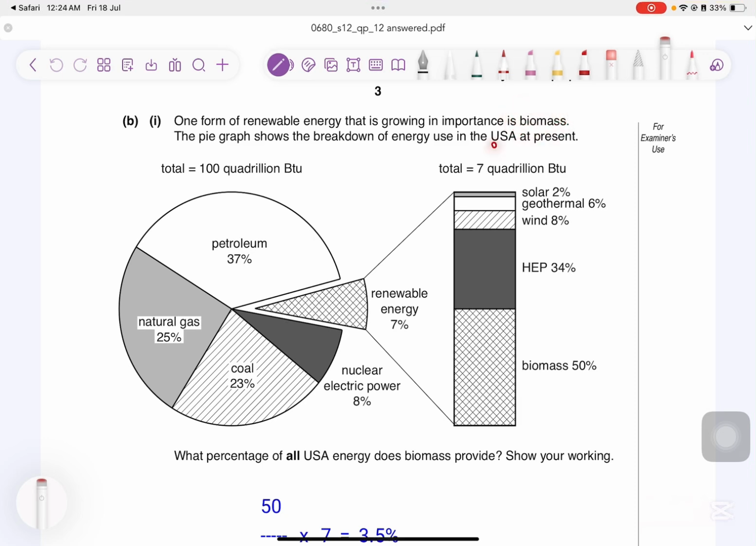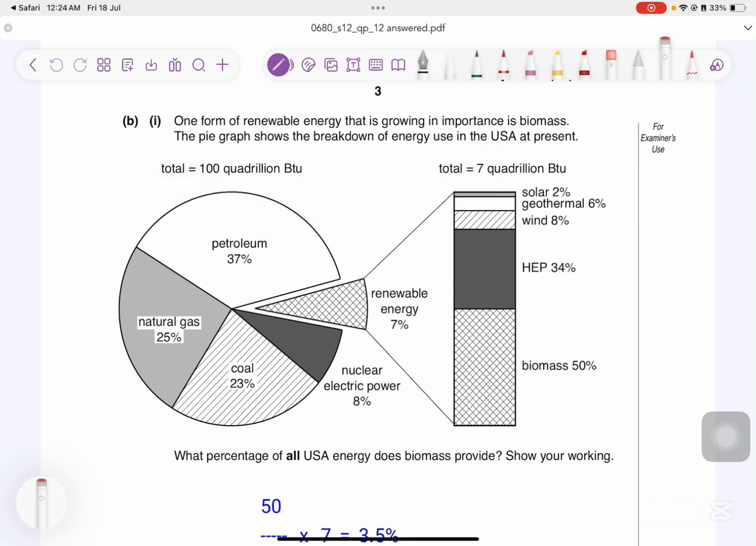One form of renewable energy that is growing in importance is biomass, and it's showing us the energy used in the USA at present. We've got the total as 100, and the total renewable energy is 7. That makes 93 over here for the total amount used, like petroleum, natural gas, coal, and nuclear electric power.